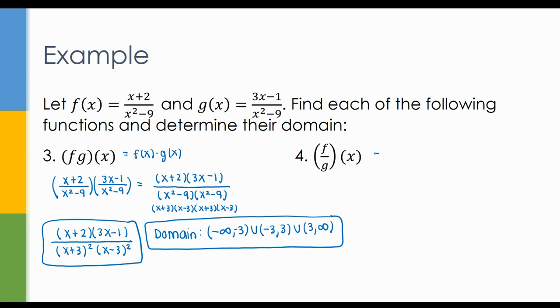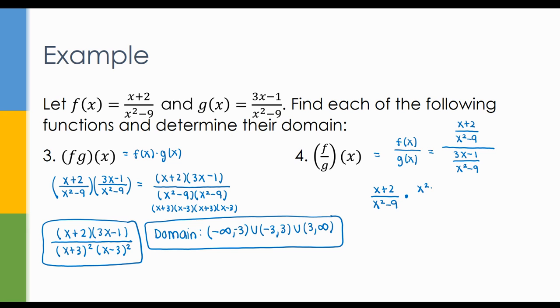Okay, and then our final one here, we are going to divide. So we're going to have the f of x on the top and divide that by the g of x on the bottom. So that means we're going to have x plus 2 over x squared minus 9 and divide that whole thing by 3x minus 1 all over x squared minus 9. Okay, when you divide, you want to think of it as multiplying by the reciprocal. So essentially, the numerator is going to stay as it is, but the denominator is going to get flipped because I get to change division into multiplication.